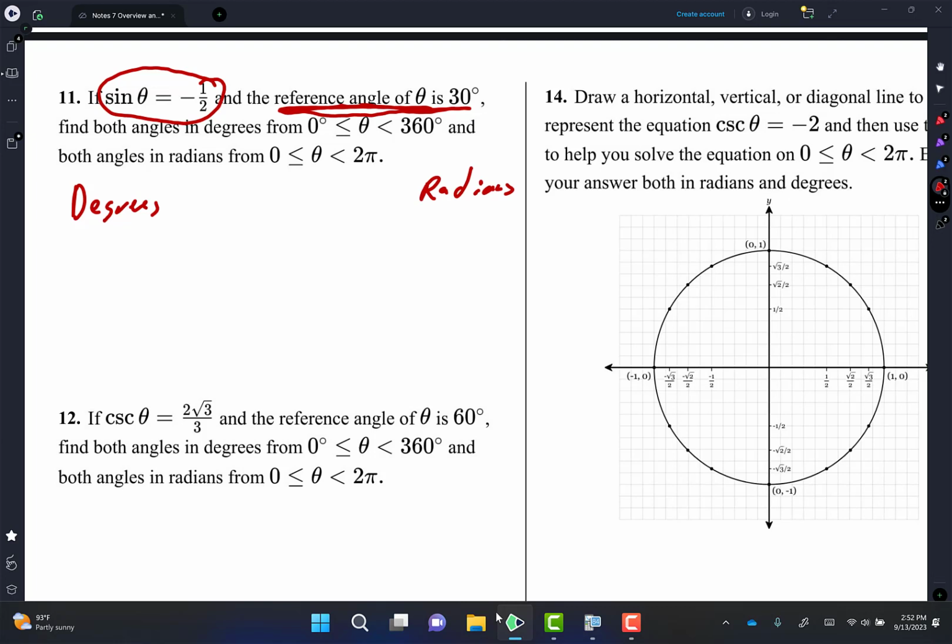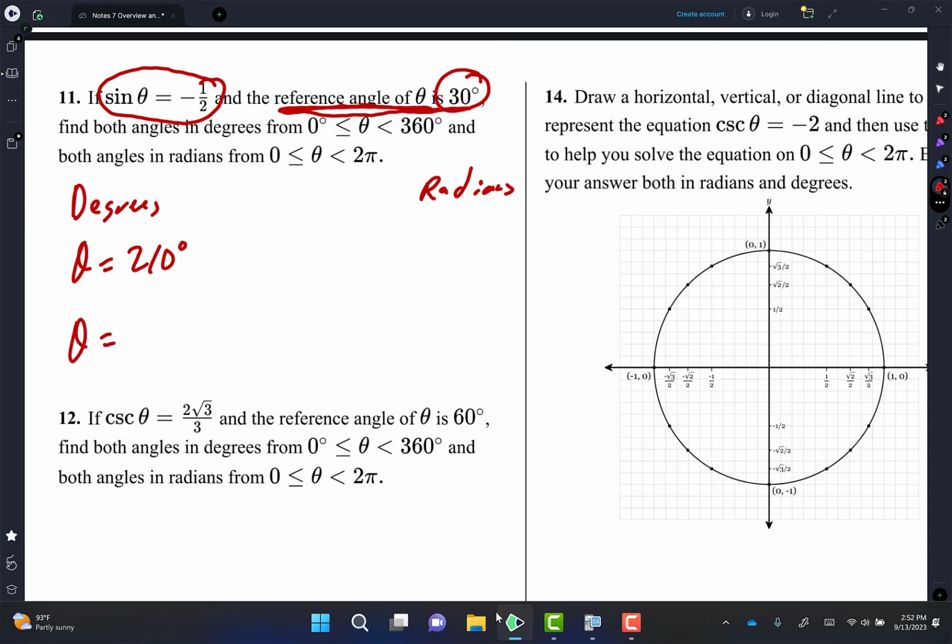Sine is -½. In what quadrants is sine negative? Quadrant 3 and 4. My reference angle is 30. They didn't have to tell us that. They're being nice. So that means add 30 to 180. Theta is 210, but you already knew that. Sine of 210 degrees is -½.